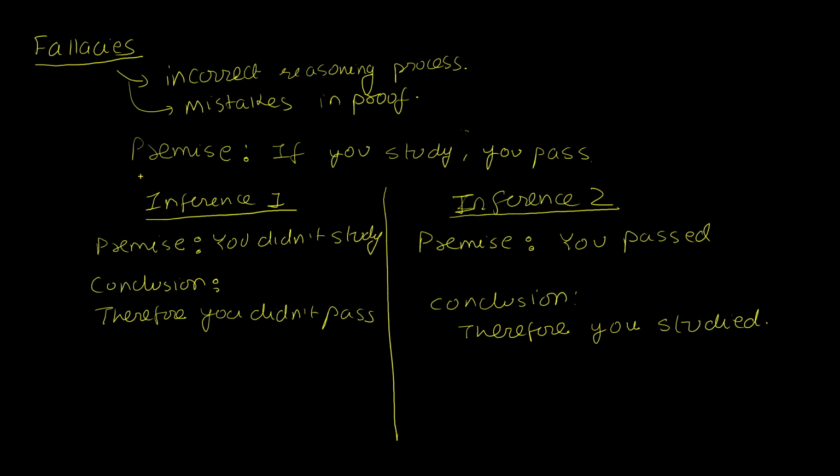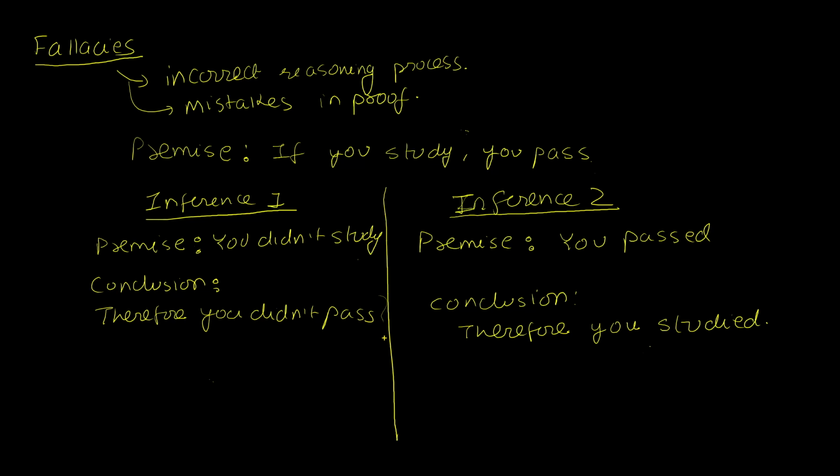Okay, so I've chosen a common premise here. If you study, you pass. And there are these 2 premises that will apply separately in these 2 cases. And I've written a conclusion in both sides. So let us begin by looking at this first inference. So I have my first premise here. It says that if you study, you pass. And the other premise says that you didn't study. Can I conclude that you didn't pass?